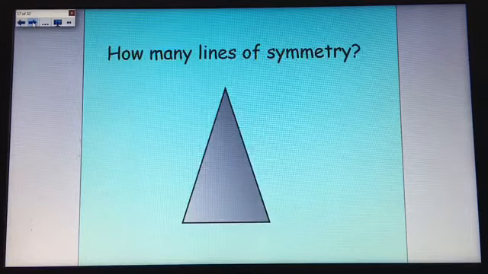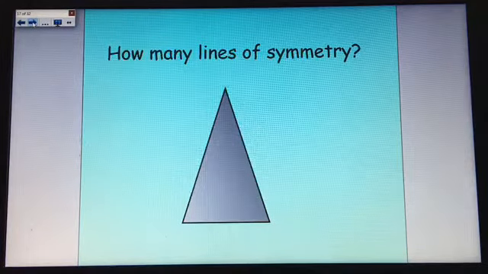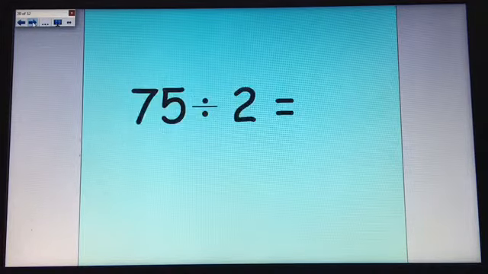How many lines of symmetry is 1 in an isosceles triangle? How many lines of symmetry? 0. No lines of symmetry in a parallelogram. 19 divided by 2 is 9.5. 75 divided by 2 is 37.5.